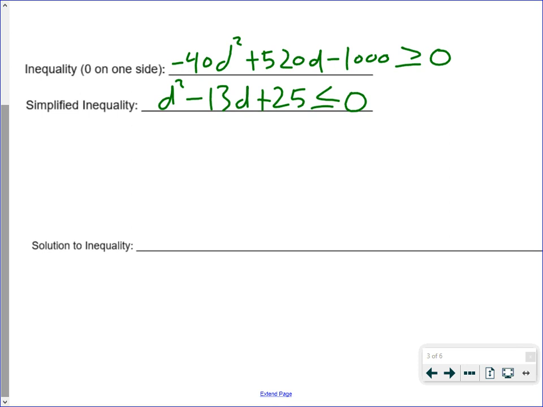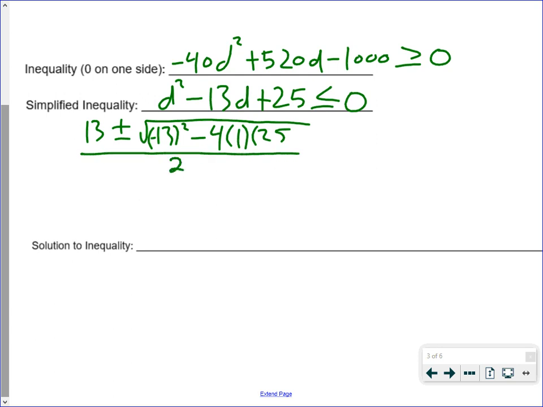So what we're going to do now is find our critical values, and figure out what our solution to this inequality is going to be. So we're going to use our quadratic formula once again. Negative b is 13 plus or minus the square root of b squared, 13 or negative 13 squared, doesn't matter. The negative goes away regardless. Minus 4 times our 1 times our c, which is 25. All of that, all over 2a. Our a is 1, so we get 2 multiplied by 1, or just 2.